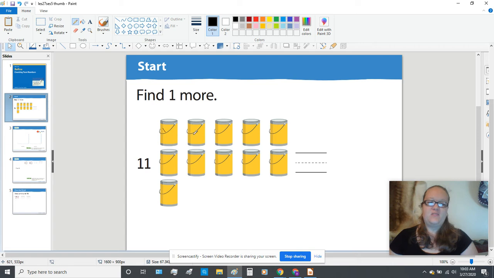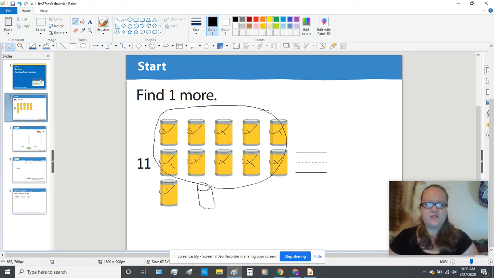1, 2, 3, 4, 5, 6, 7, 8, 9, 10. Here's our group of 10. And one more is 11. Excellent. If we want to find one more, I'm just going to quickly draw a little paint can here.